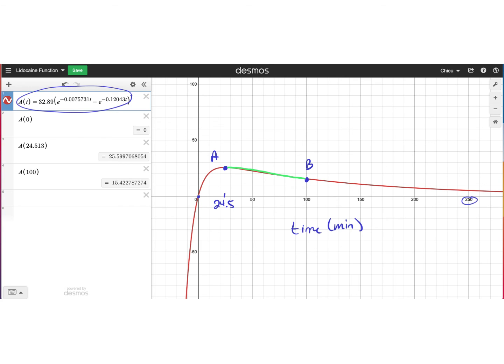So that's why the average rate of change was negative. And then the rate of decrease, I already forgot what we got, was 0.135 milligrams per minute. So that tells you how slowly the lidocaine is leaving the bloodstream. It's leaving it at a rate of approximately 0.135 milligrams per minute.